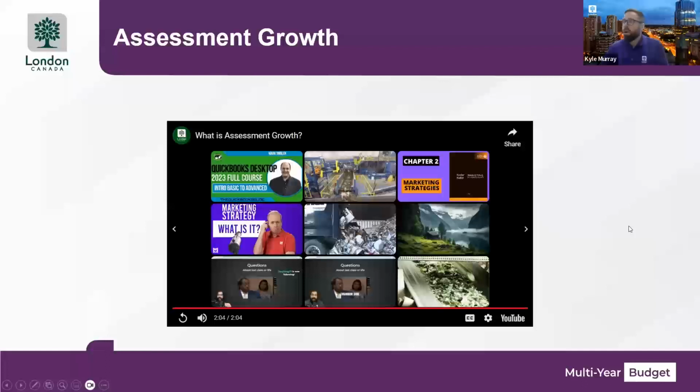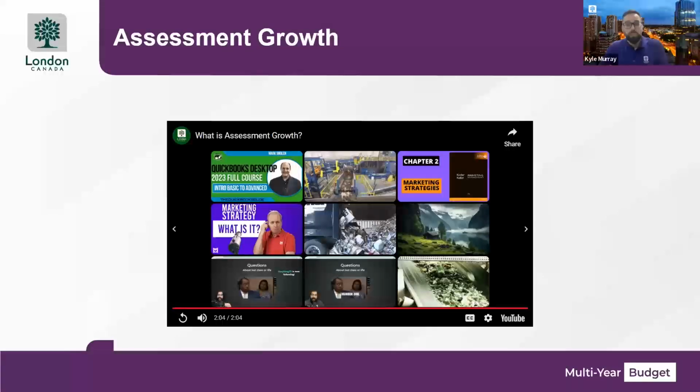So to summarize, I think the really key point from that video is that assessment growth is not new money. The new homes and the new businesses in the city expect the exact same level of service as the existing homes and businesses. And because of that very important point, we have separated our assessment growth process from our budget process.